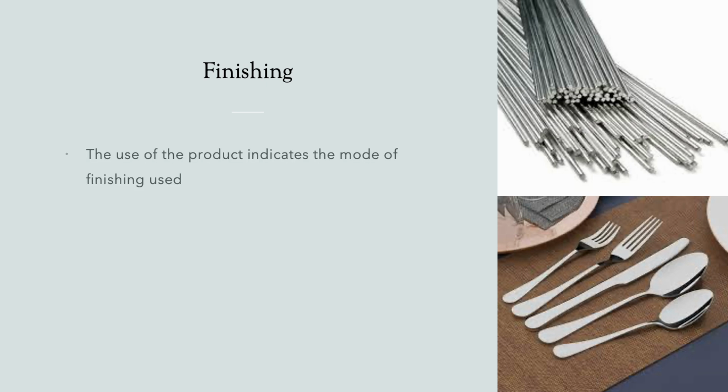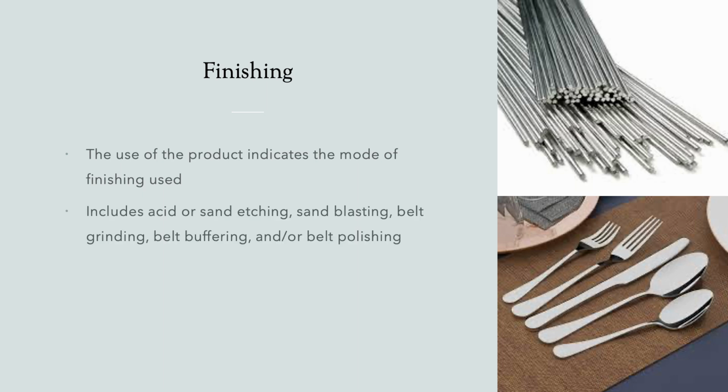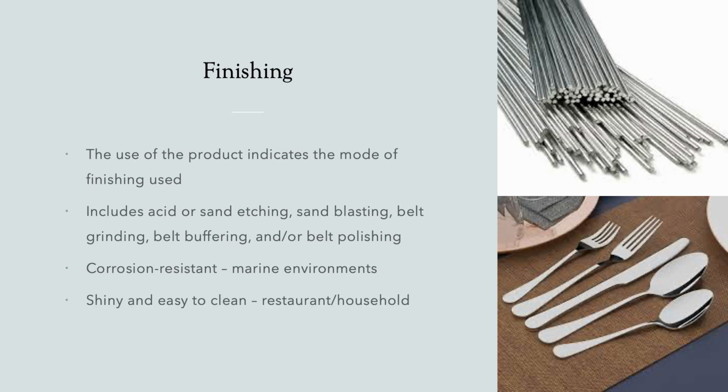Finishing. The use of the product indicates the mode of finishing to be used. This includes acid or sand etching, sandblasting, belt grinding, belt buffing, and or belt polishing. In industrial marine environments, you will see stainless steel used for its rust resistance. You will also see stainless steel in restaurants and household appliances due to its shiny and easy to clean finish.